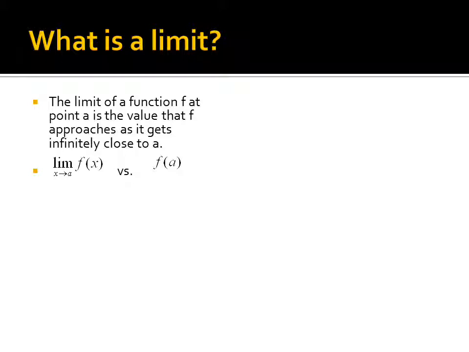Okay, a little bit of notation. This term here is read as the limit as x approaches A of f of x, or the limit of f of x as x approaches A. So what is the difference between the limit of f of x as x approaches A and f of A itself? In other words, what's the difference between taking a limit as you approach something and just plugging the number into the formula? Well, sometimes they're the exact same thing.